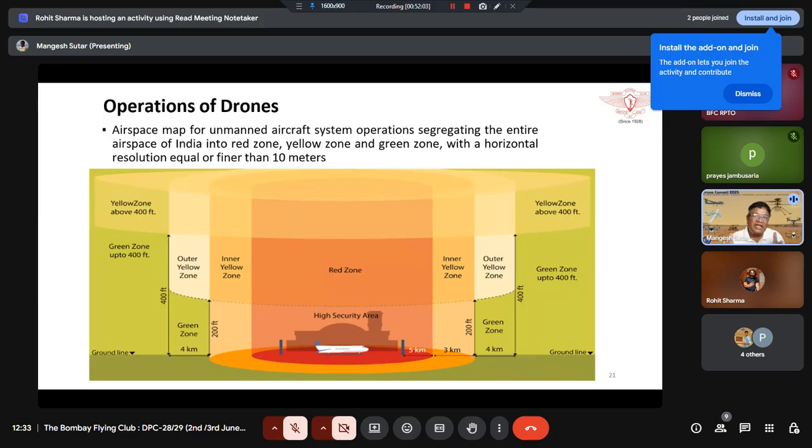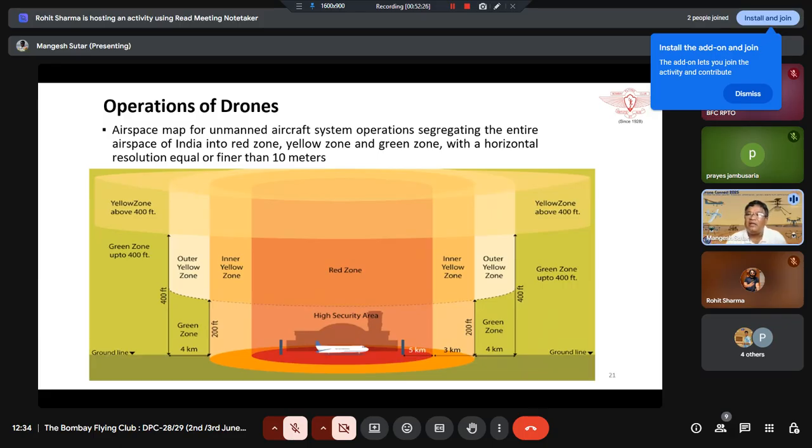Now, Mantralaya will always have some boundary, and an airport will always have some boundary, a wall. That is a high security area. But how far can that red zone extend? Your red zone will extend from the boundary of that high security area up to 5 kilometers.